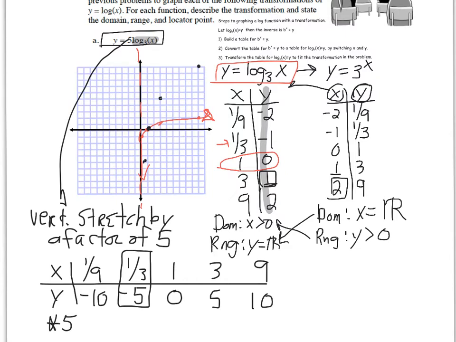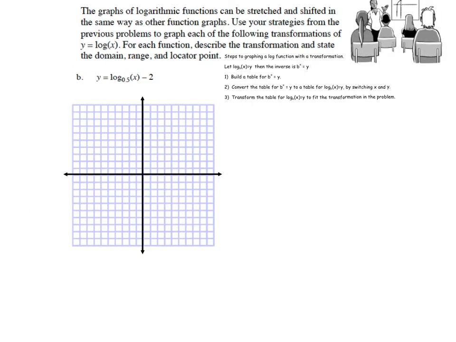Oops, it's a little bit right there. So here's what this graph is now going to look like. Let's go try another one with a different transformation. Y equaling log base 0.5, or 1/2, of x minus 2.